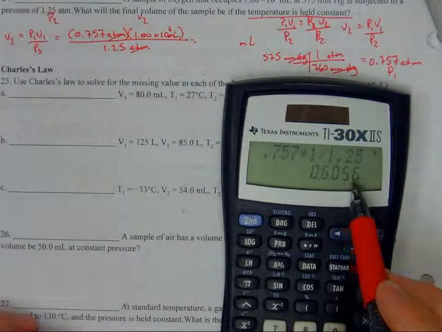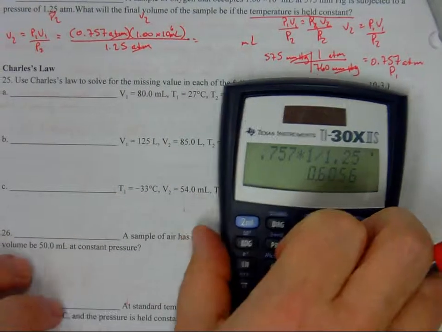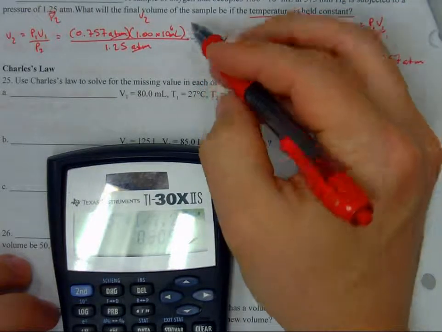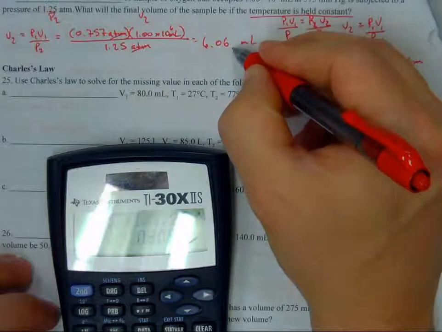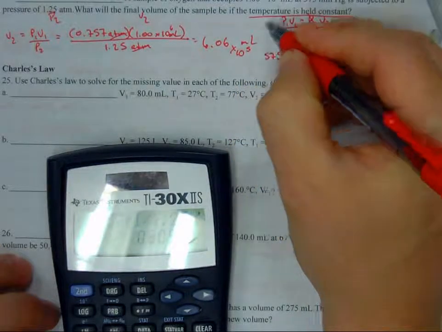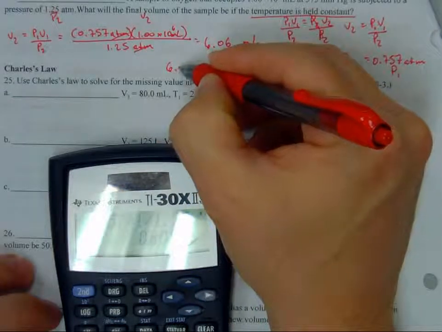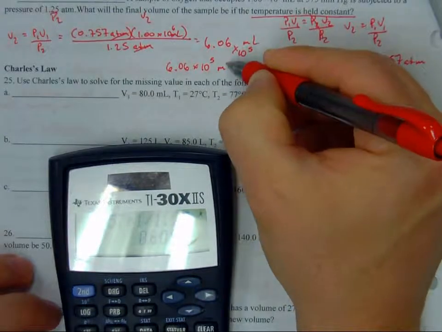All right, so that 6 tells me to go up by 1, so I'm going to go 6.06. Move the decimal once, so this will become times 10 to the 5th. Let me write that a little neater: 6.06 times 10 to the 5th milliliters.